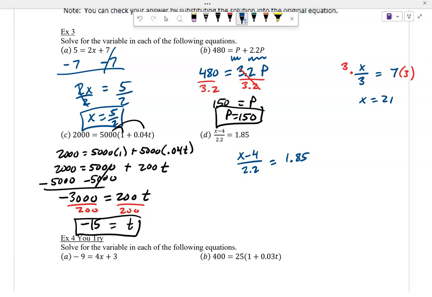That's the approach I'm going to take on this one. See that 2.2? I'm going to get rid of it. Right now I'm dividing this whole thing by 2.2. So if I multiply this side by 2.2, I got to multiply that side by 2.2. So I have x minus 4 equals 1.85 times 2.2 equals 4.07. And then I add the 4 to both sides. So I have 8.07.